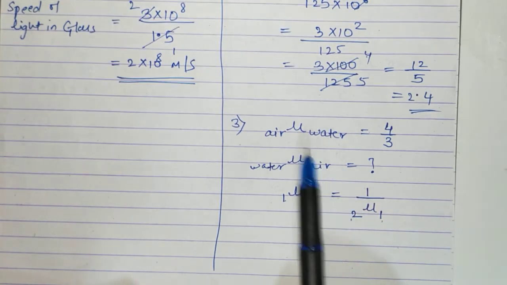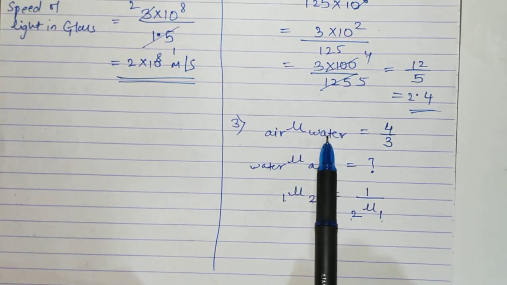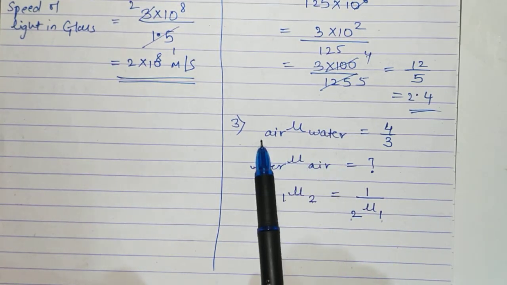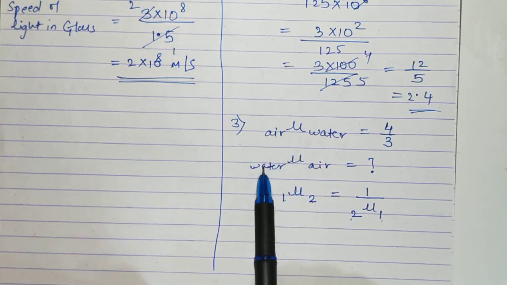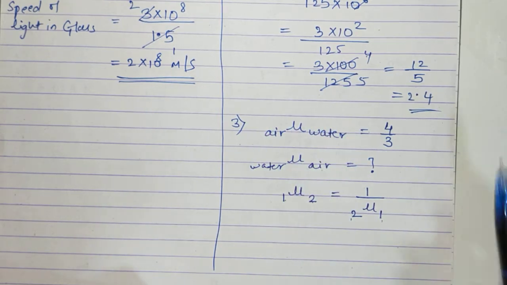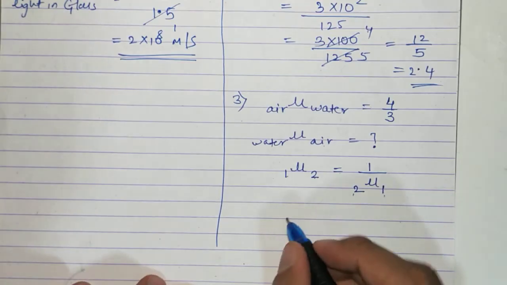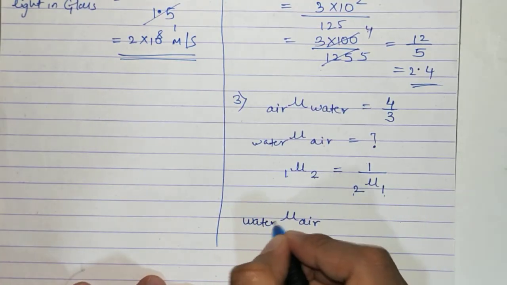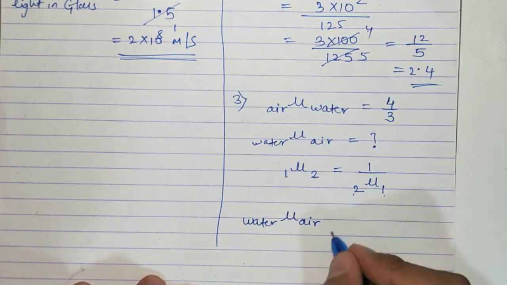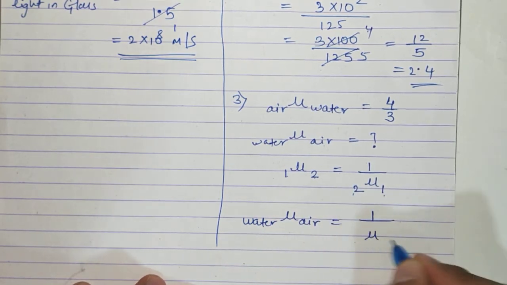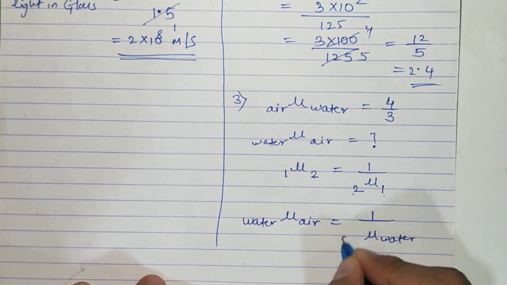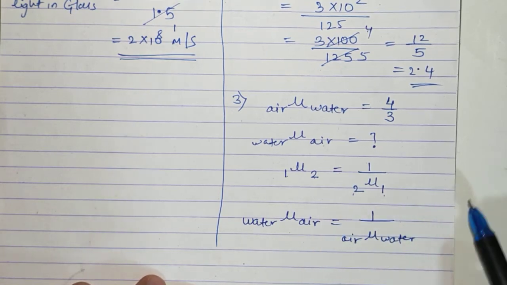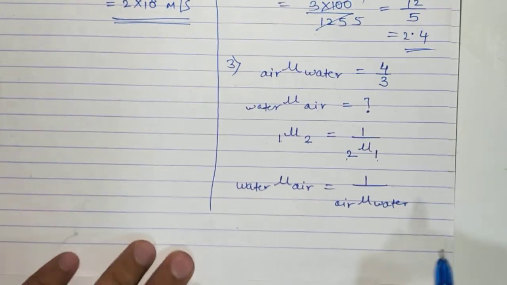In the same way, given the refractive index of water with respect to air, if you want to find air with respect to water, it will be the reciprocal of this. How will you write this? Refractive index of air with respect to water is 1 upon the refractive index of water with respect to air. Basically it is a reciprocal, but if you write this, the formula will be good.